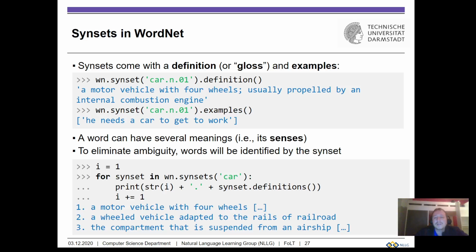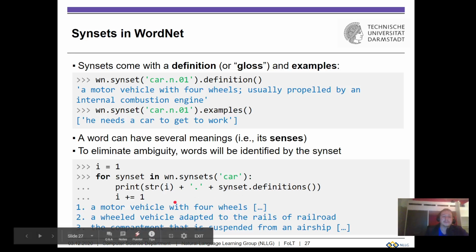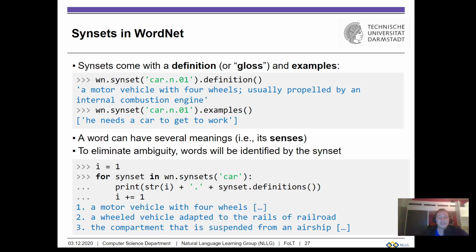And those different meanings are also the different senses of the words in NLP terminology. We can take a word such as car and go over its synsets, and these synsets constitute the different meanings of the word. Then we can print out the definition of each synset to get the different senses of the word car. In this case, sense number 1 would be a motor vehicle with four wheels. Sense number 2 would be a wheeled vehicle adapted to the rails of the railroad. And the definition of the third sense would be the compartment that is suspended from an airship, etc.